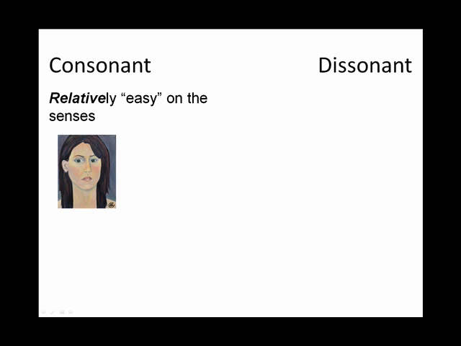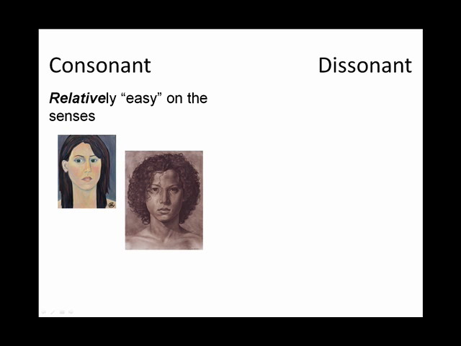All right, we're going to get into a little bit of terminology here. We've got consonant on one side and dissonant on the other. Consonant refers to those things that are relatively easy on the senses. You look at some pictures here where you recognize the pictures. There's nothing harsh about them. Even as we compare the two, you might find the one that's in color to be a little bit harsher on the senses because it's a little bit more angular and less realistic than the other picture, even though the other picture is not in color.